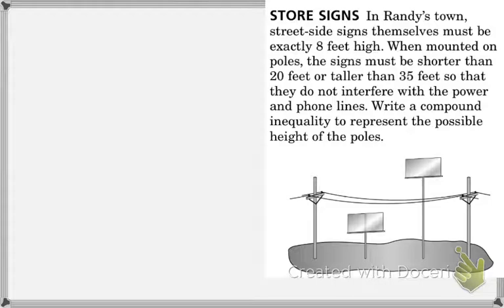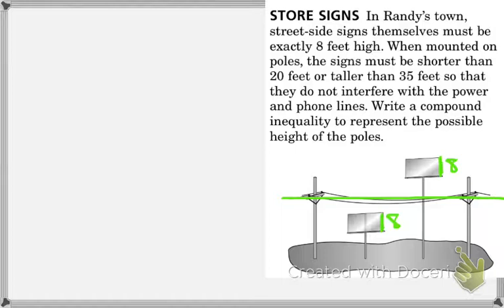So, in Randy's town, street side signs must be exactly 8 feet high, meaning the height of the sign is going to be 8 feet. So all signs are the same height. When mounted on poles, the signs must be shorter than 20 feet, meaning I think they're assuming the power lines are at the 20 feet mark, or taller than 35 feet. Oh, looks like they're taking into account the height of the sign. Anyways, so that they do not interfere with power and phone lines. Write a compound inequality to represent the possible height of the poles.